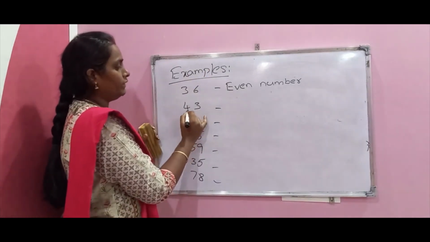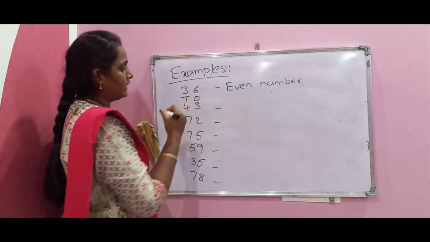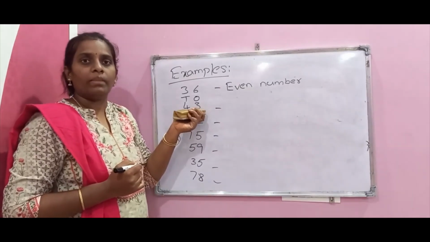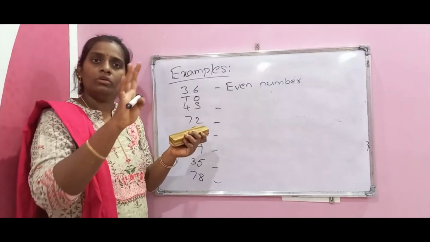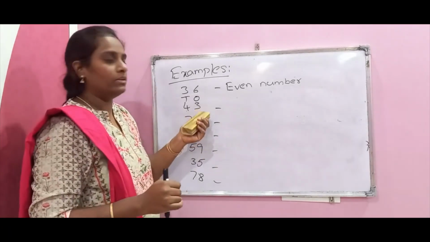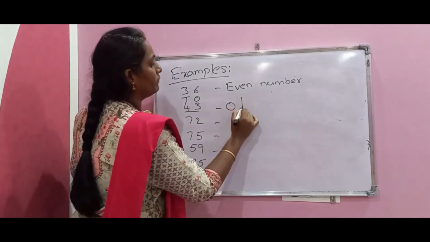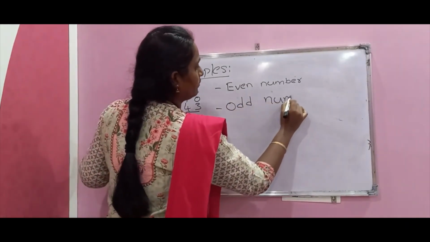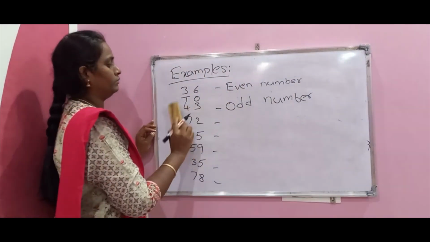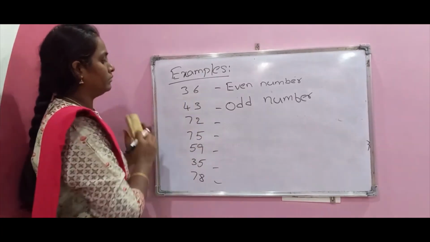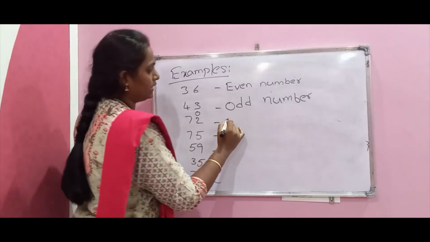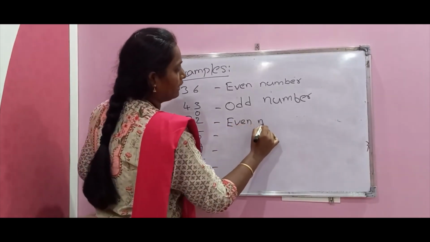See here, 43. This is the ones place, this is the tens place. So you have to check the ones place. Here 3 is there. The odd numbers end with 1, 3, 5, 7, 9. So 3 is there here, so this number is an odd number. Here 2 is there in the ones place. So 72 is an even number because the number ends with an even digit.